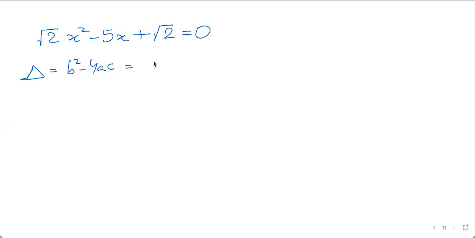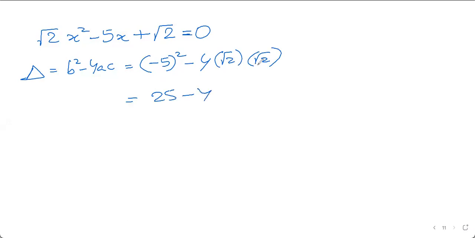So here d is minus 5. So minus 5 square minus 4 into a, which is root 2, into c, which is another root 2. Minus 5 square is 25. Then minus 4 into root 2 into root 2 is 8. So 25 minus 8 equals to 17. Therefore, the correct answer is part B, 17.